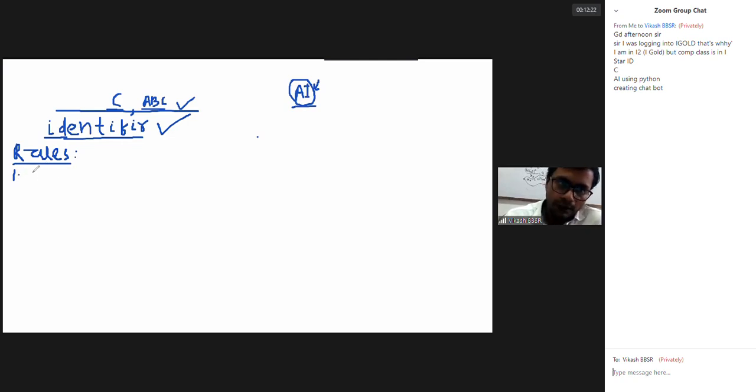An identifier may contain alphabets. Alphabets are allowed for identifiers. Okay, that is both uppercase and lowercase. That means capital A to Z and small a to z are allowed to create the identifier. Clear? Then number two, digits are allowed.